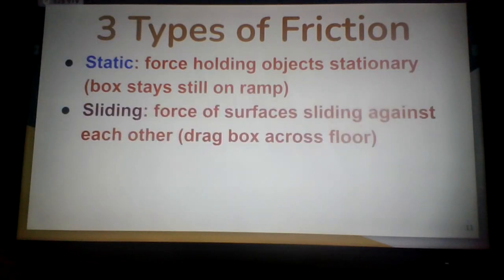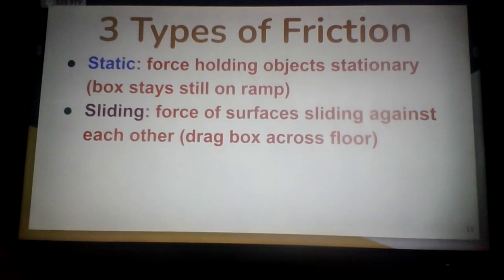These 2 words are even easier to understand. Sliding friction, when an object slides, okay, such as you try to slide that box across the floor, well, the floor is going to push back on the box and make it a little more difficult.